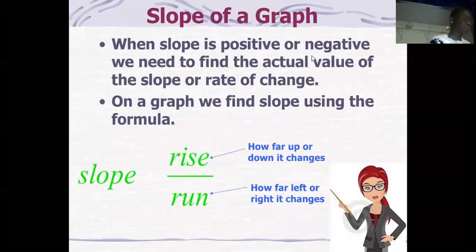All right, here we go. How far up or down it changes is the rise. The run is how far to the left or to the right it changes. So if I'm going to the right 3 and up 3, the rise will be 3 and the run will be 3, meaning 3 over 3, which is always 1.